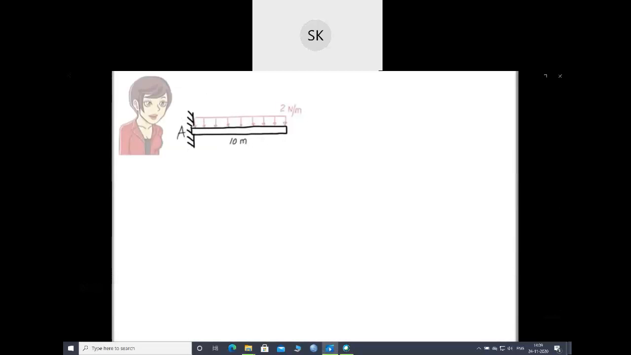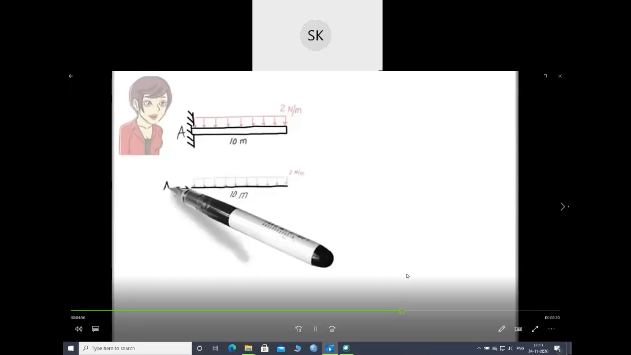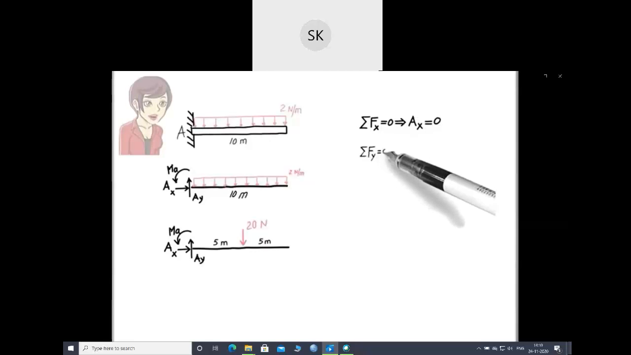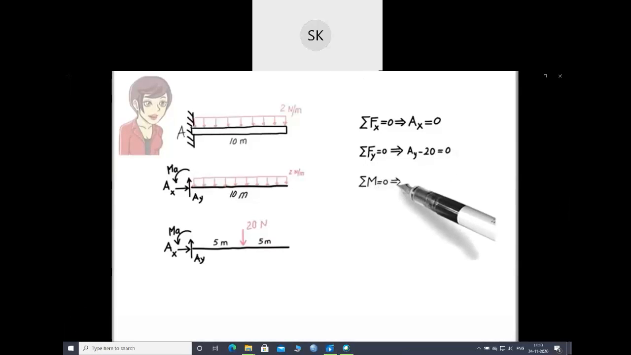Let's analyze the beam. First, we draw the free body diagram for the beam. For the purpose of finding the support reactions, we can replace the uniformly distributed load with its equivalent concentrated load. Now we can write the equilibrium equations. AX equals 0. AY minus 20 equals 0. MA minus 20 times 5 equals 0. Solving the last equation for MA gives MA equals 100.